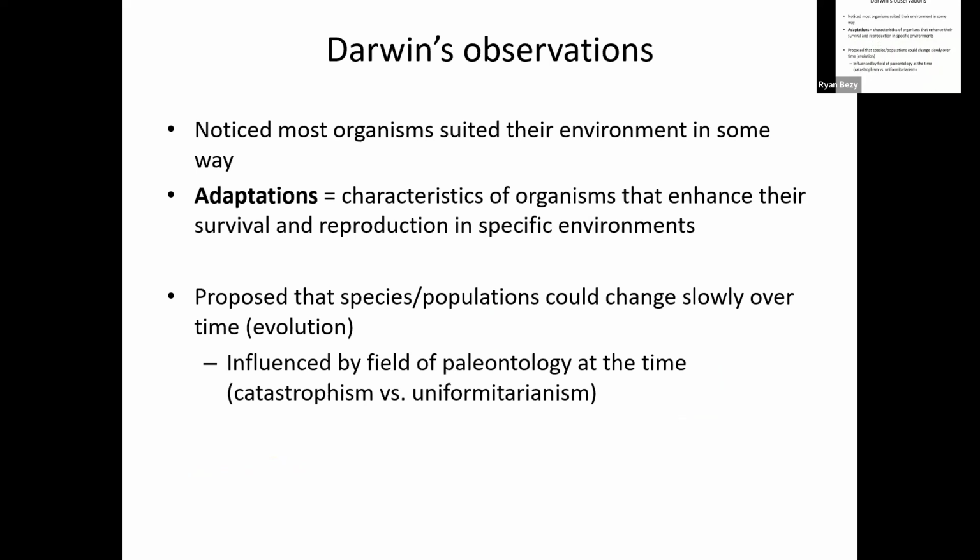Now, what Darwin did is, and I'm going to go through Darwin's observations here in a little bit more detail, he proposed that species populations could change slowly over time. And he was influenced by the field of paleontology at the time. He had several colleagues that were paleontologists, and they were looking at fossils and fossil records. And one of the big arguments at the time was this idea of what is called catastrophism versus uniformitarianism, which is a mouthful.